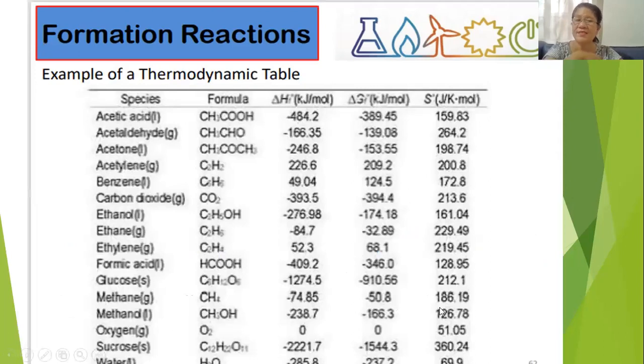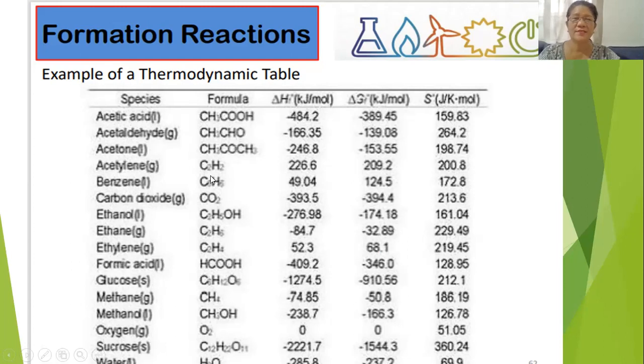This is now the table. It will be an open table, so you should have this photocopied so that you can compute directly in case you need it around. These are the different thermodynamic values. This is the thermodynamic table, and these are its different chemicals. Here is the formula, the delta H of formation, the change in entropy, and the entropy.